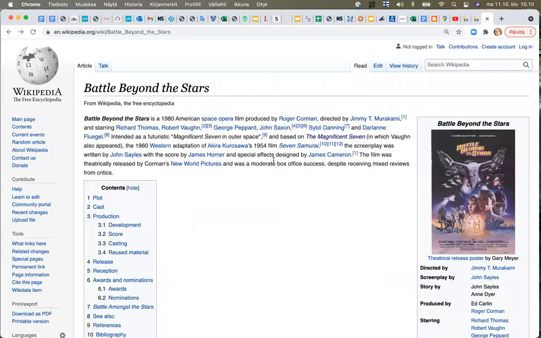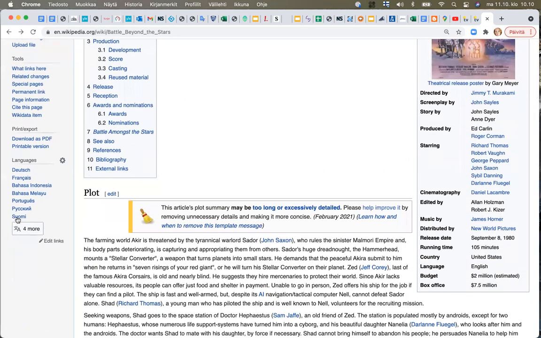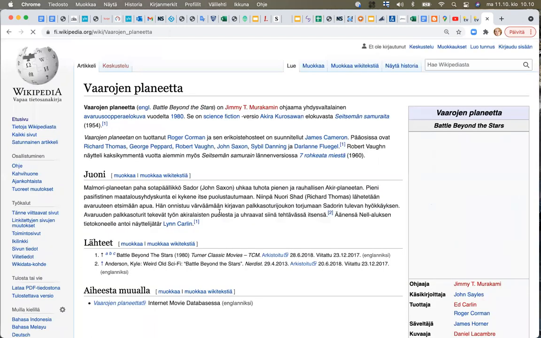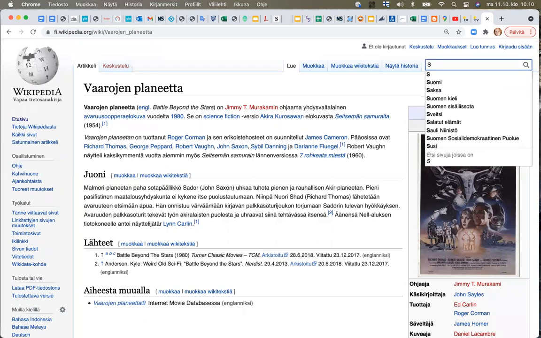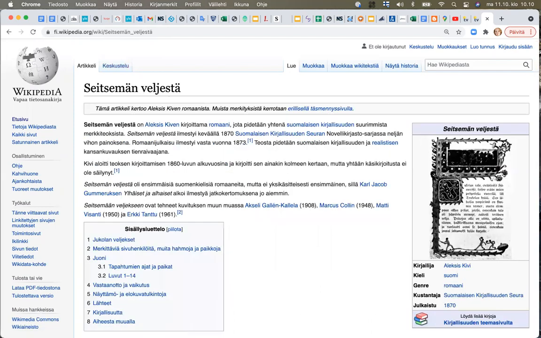Anyway, let's go to other sevens. Let's have the Finnish Wikipedia. Vaarojen planeetta. And have Seitsemän veljestä. So, who has read Seitsemän veljestä by Alexis Kivi? Like the Seven Brothers. No one?